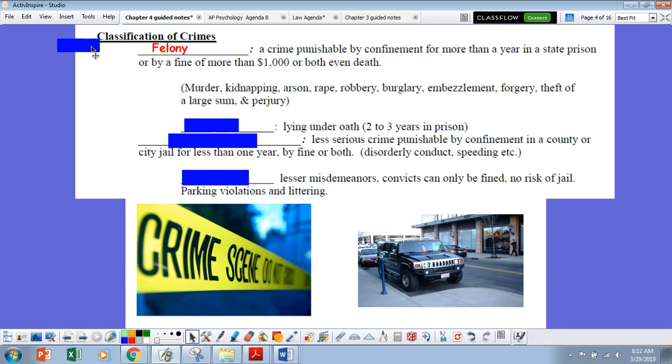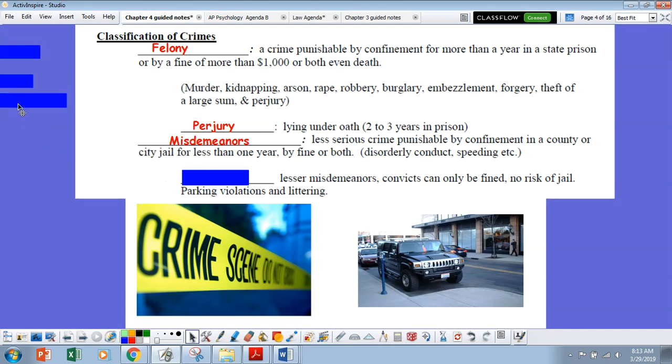So classifications of crimes. When we talk about things that are a felony, this is a crime that's punishable by confinement of more than a year in a state prison or by a fine of more than $1,000 or even both. So that can include things like murder, kidnapping, arson, rape, burglary, embezzlement, especially if it's for a very high dollar amount, forgery, theft of a large sum of money, and perjury. When we talk about perjury, that's lying under oath. That typically is about 2 to 3 years in prison.